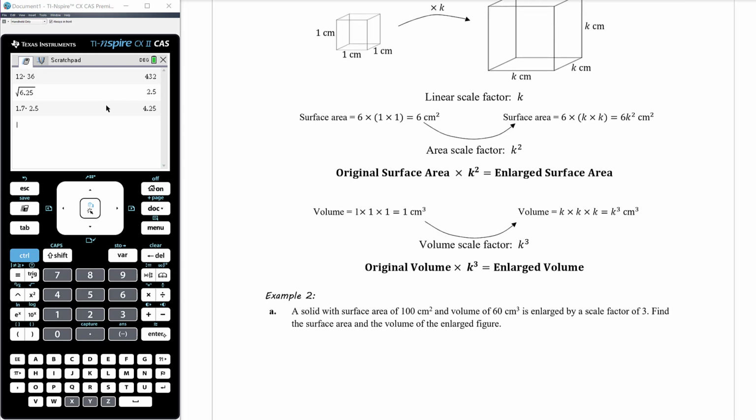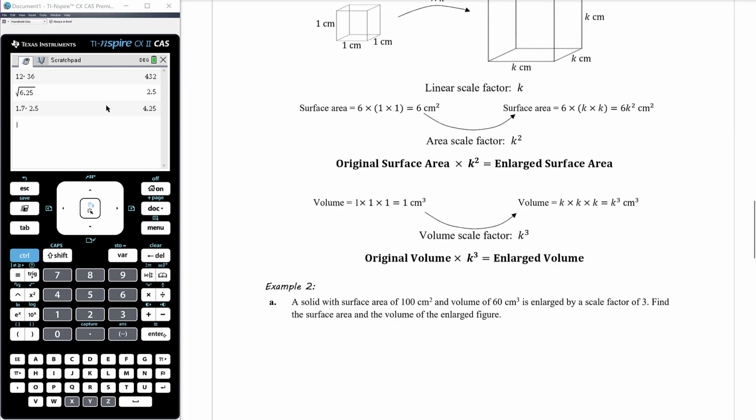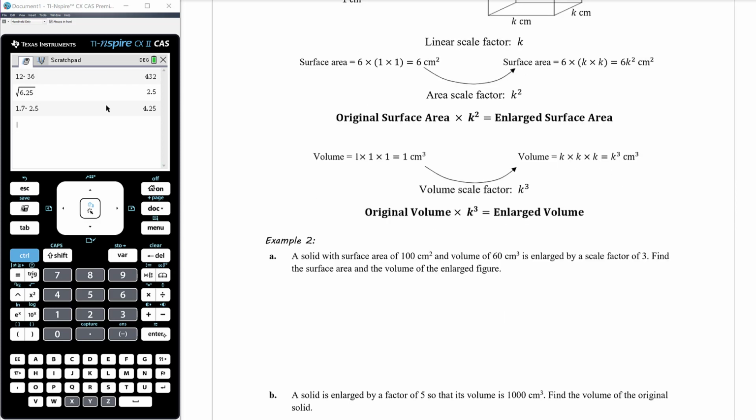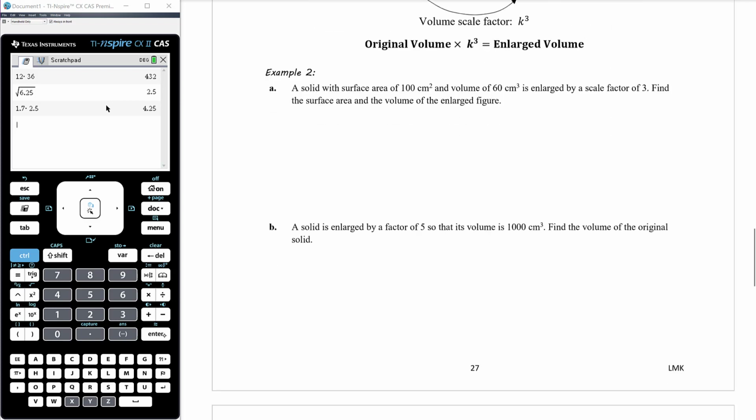And then the volume scale factor, well, the volume of this smaller cube would be 1 by 1 by 1, so 1 centimetre cubed. The volume of this larger cube is k by k by k, so k cubed centimetres cubed. And so to get from 1 to k cubed, we've multiplied by k cubed. Okay, so the volume scale factor is k cubed. So the original volume multiplied by k cubed, that is the linear scale factor cubed, is equal to the enlarged volume. Right, so let's work on some problems here.